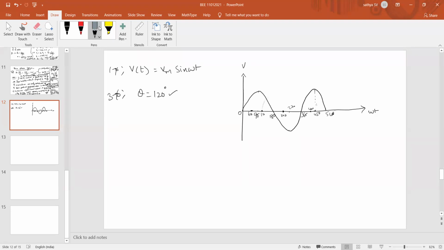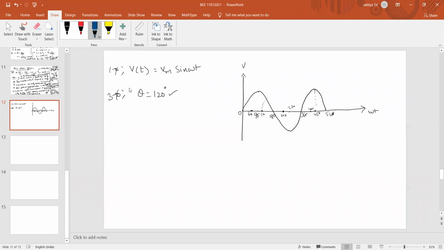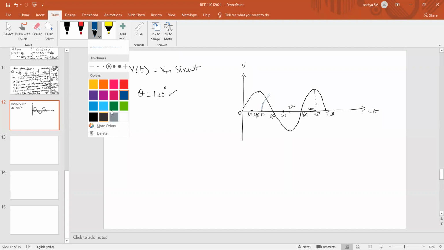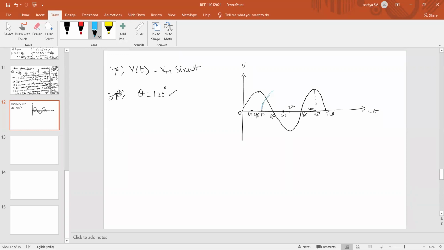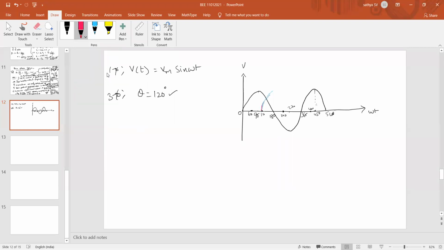From 120, oh, this is very light. Is it visible, ma'am? The curve? Very light. Right. This one is much clearer.